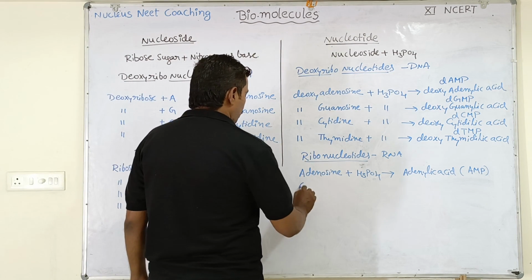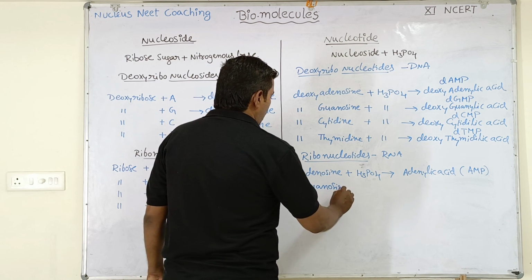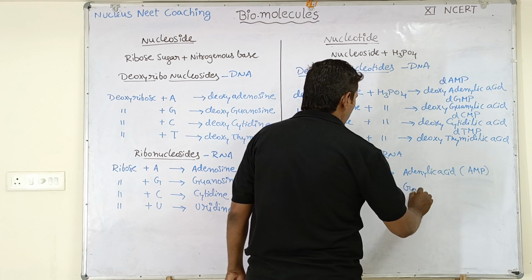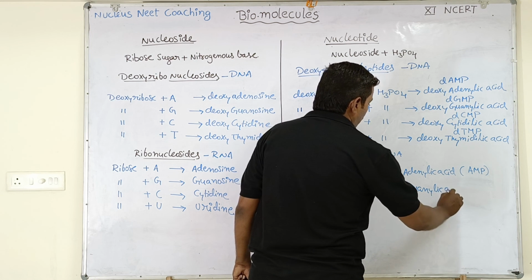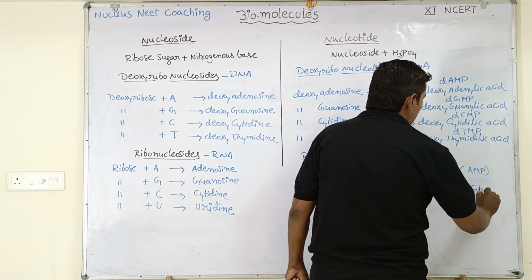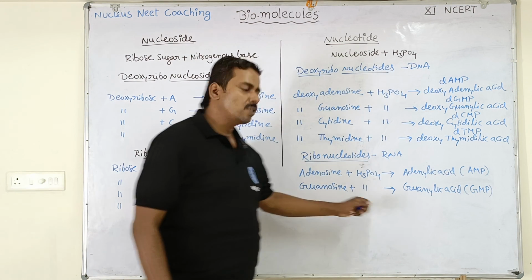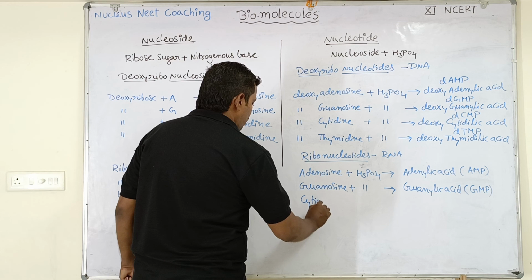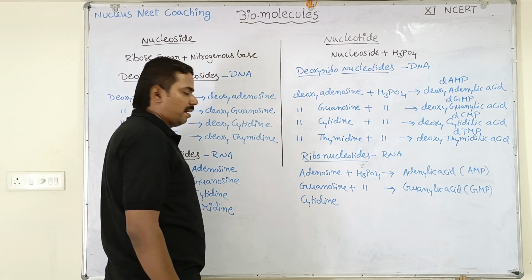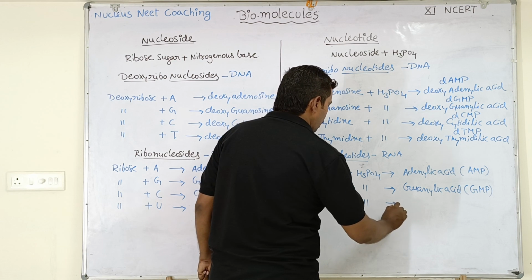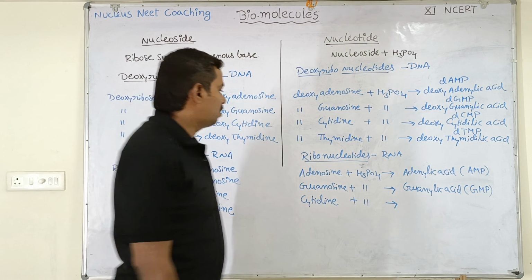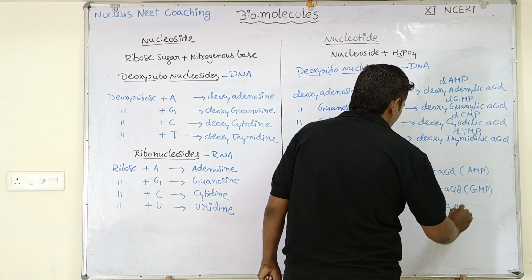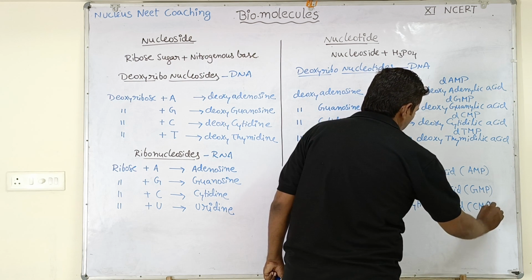Next is guanosine. Guanosine, when it combines with phosphoric acid, forms a corresponding nucleotide called guanylic acid. Guanylic acid can be also called just GMP, guanosine monophosphate. Understood? Next, cytidine. Cytidine is a nucleoside. When it combines with phosphoric acid, then it gives rise to cytidylic acid. Cytidylic acid, simply called as CMP.